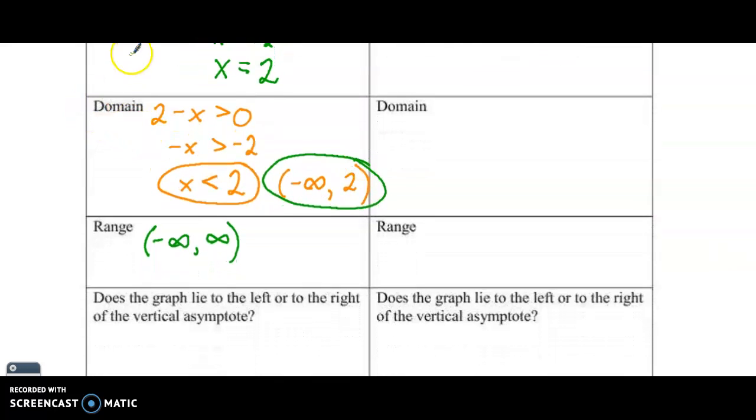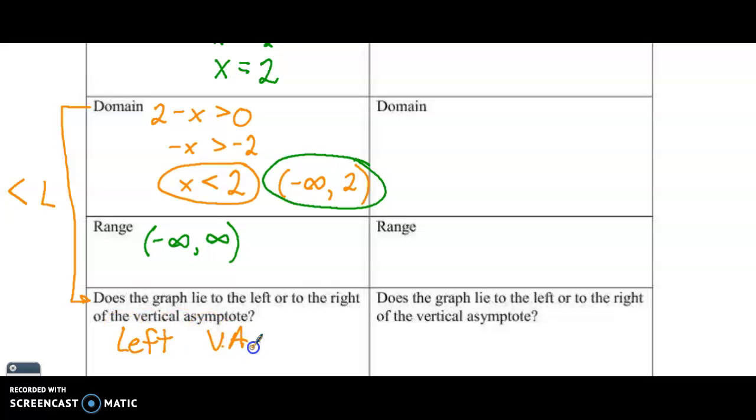And then, the domain actually answers this question if we're to the right or to the left. Well, since we are to less than, it almost looks like an L. I've actually had students that make the less than symbol with their hand, and then they tilt their hand to make it look like an L. Anyway, we are to the left of the vertical asymptote.